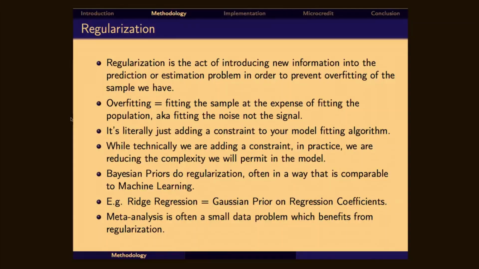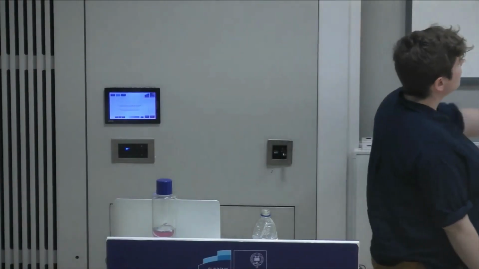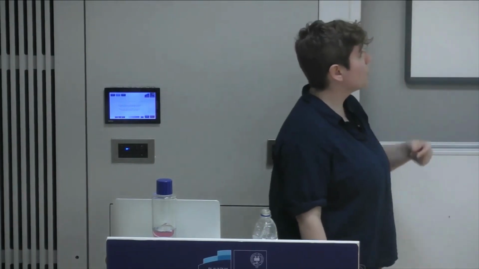Technically you're adding something to the model, but in practice you're reducing the complexity of the fitting problem, right? You're cutting out bits of the parameter space, or you're penalizing bits of the parameter space. So the algorithm needs to explore fewer parts of the parameter space. Bayesian priors will do this. It's often comparable to machine learning regularization. So ridge regression is just a Gaussian prior on regression coefficients, set at 0.